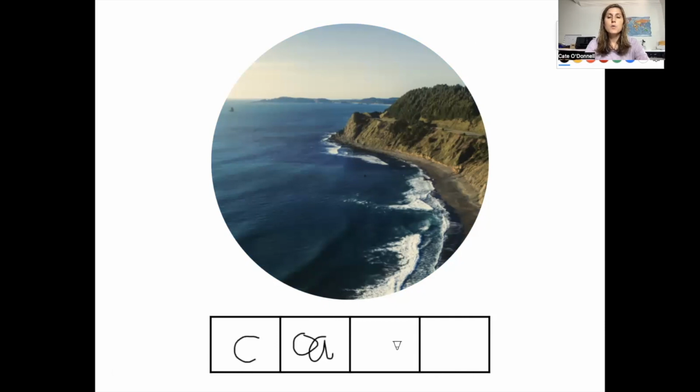What's the next sound we hear? K, O, S. What letter makes the S sound? The letter S. And what's the last sound in the word coast? T, t. What letter makes the T sound? The letter T. This is how you spell coast.